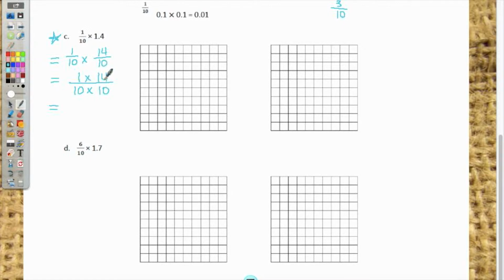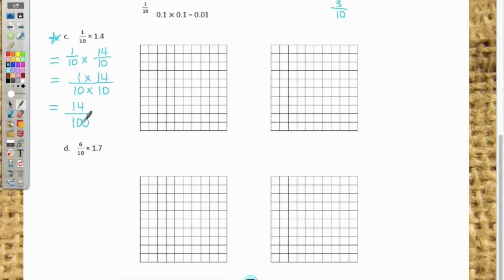And what do I write for my answer, Cadence? I'm just going to multiply these two and multiply those two. So what do I have? 1400. Now we're going to write it in standard form. What does that mean?